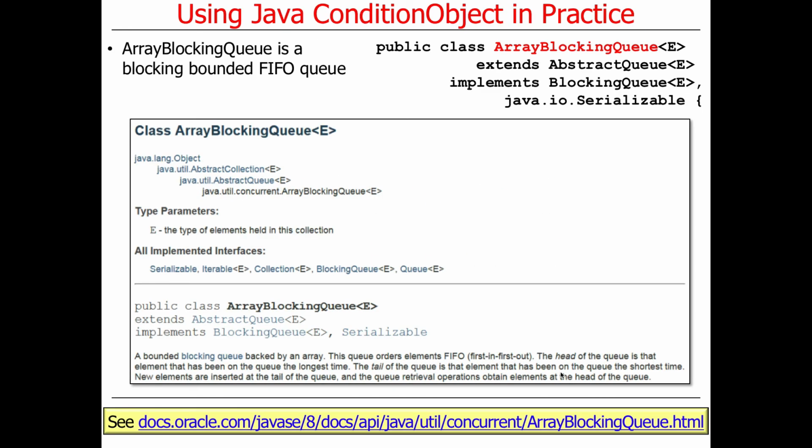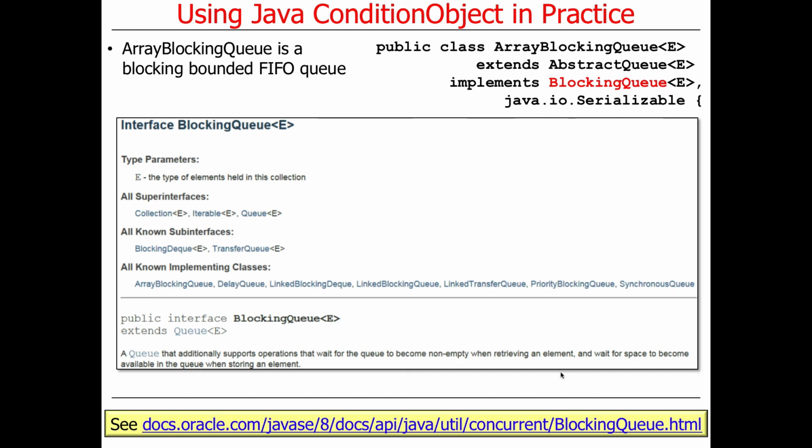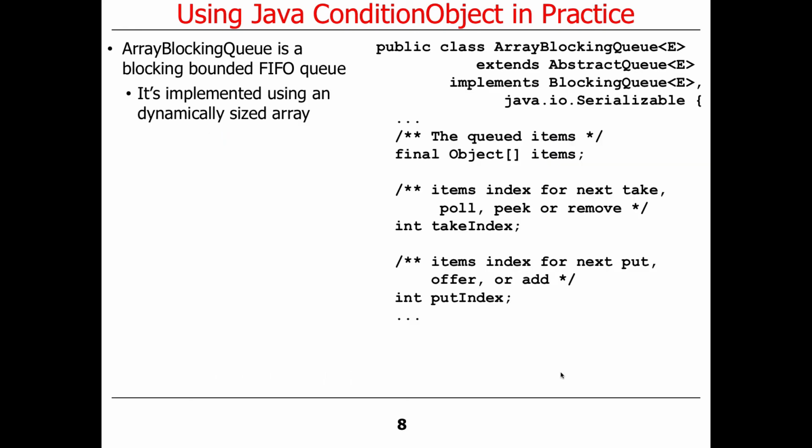So array blocking queue, as I mentioned before when we talked about reentrant lock, is essentially a blocking bounded FIFO queue. The array blocking queue extends the abstract queue superclass, so it gets some implementations from that. It then also implements the blocking queue interface, which gives methods like take and put with certain semantics that are assumed by those methods. And we'll look at both the interface and implementation of this to see how condition objects are actually used in practice.